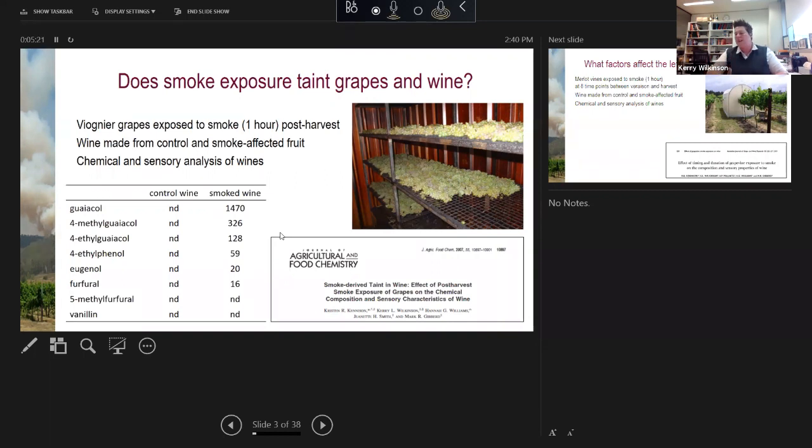So this was a really extreme example of smoke exposure of the grapes, and certainly not what happens in a vineyard situation. So from there, we moved this work out into the vineyard to do some trials. And I should also say, sorry, this very preliminary work was done by Kristen Kennison, who works for the Department of Agriculture and Food in Western Australia, and this was part of her PhD work.